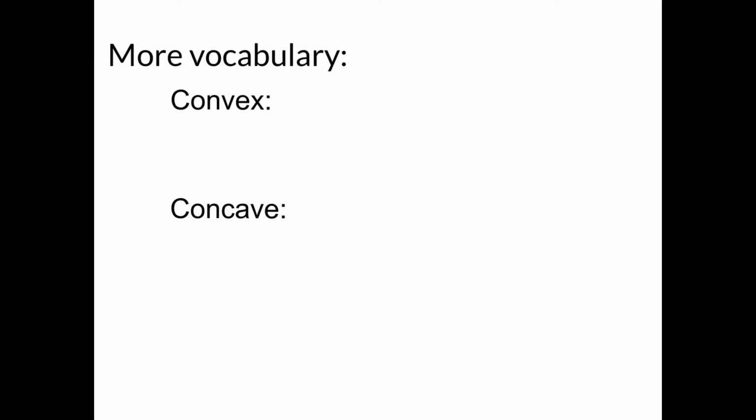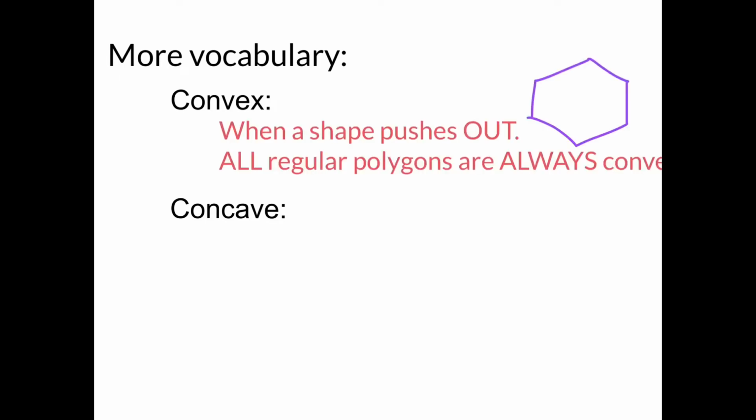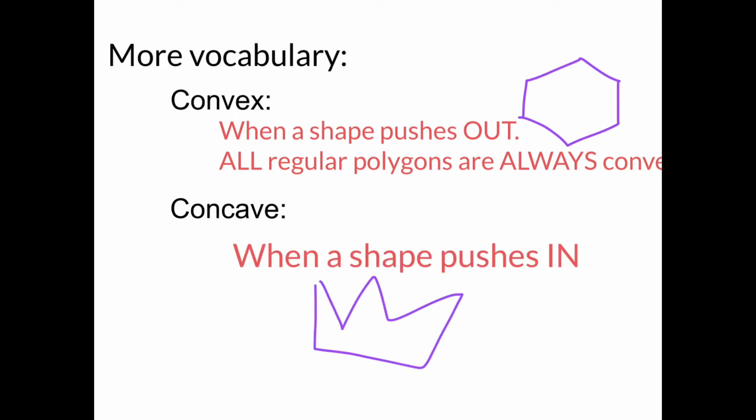A few more vocabulary terms. Convex is when a shape pushes out. All regular polygons are always convex. Concave is when a shape pushes in.